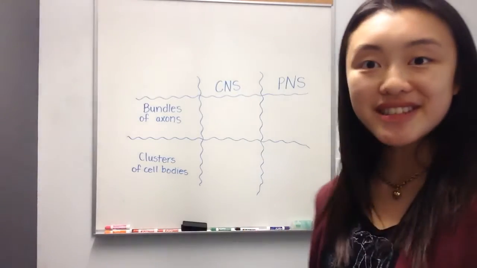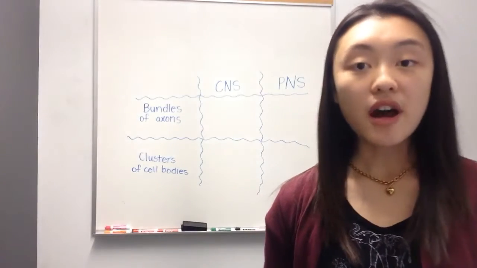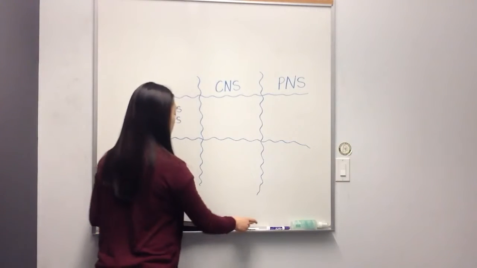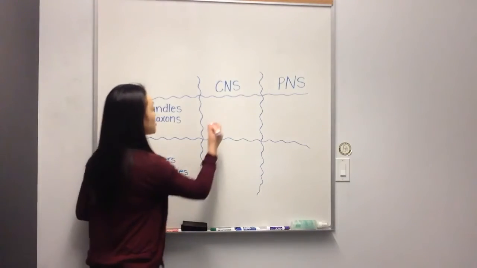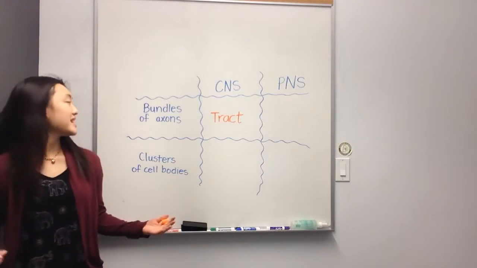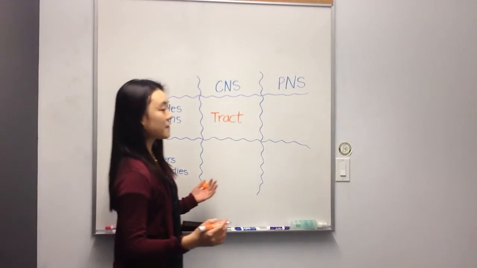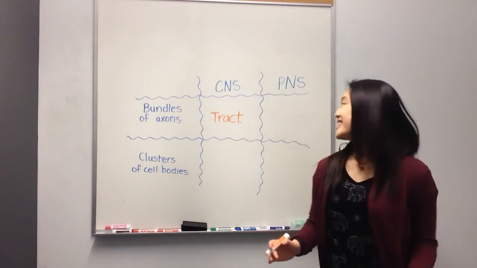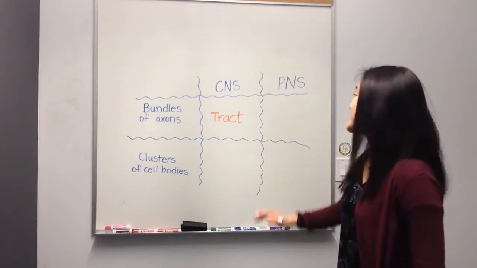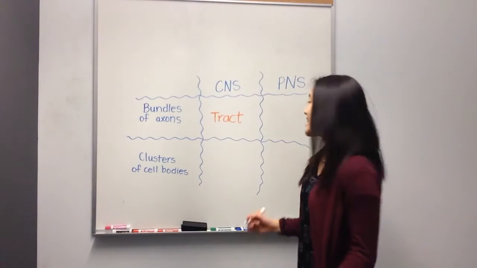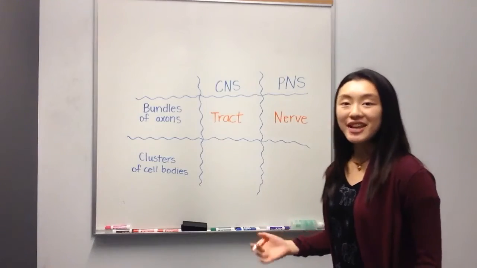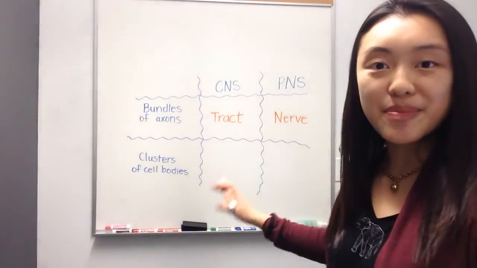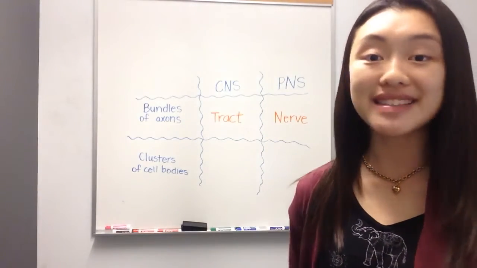First of all, bundles of axons in the central nervous system are known as tracts. So if you have a long bundle of many axons grouped together, we call this a tract. On the other hand, if you have a bundle of axons found in the peripheral nervous system, it is no longer called a tract. If you have a bundle of many neurons and it's in the periphery, we refer to this as a nerve. Bundles of axons, if they're in the central nervous system, you call it a tract, but the exact same thing in the peripheral nervous system would be referred to as a nerve.